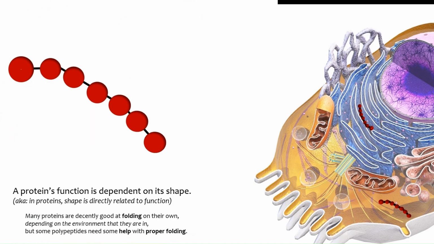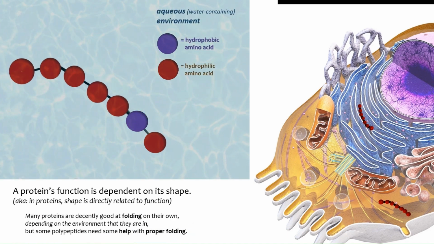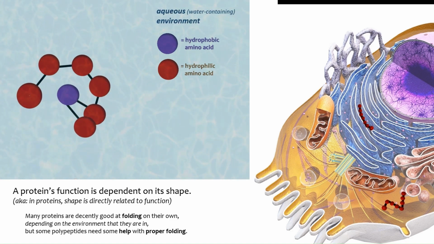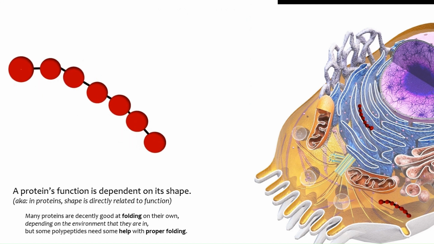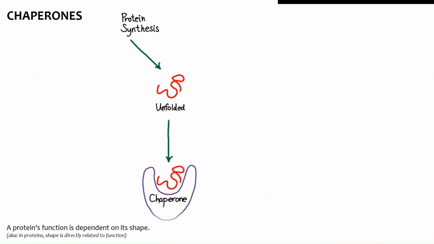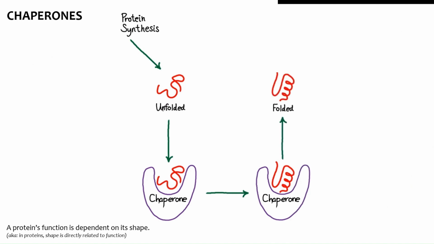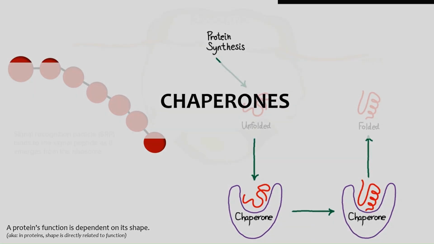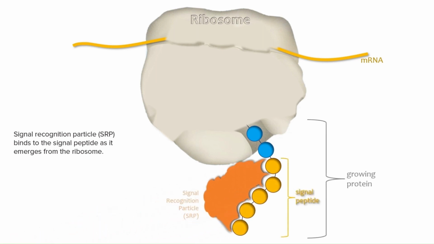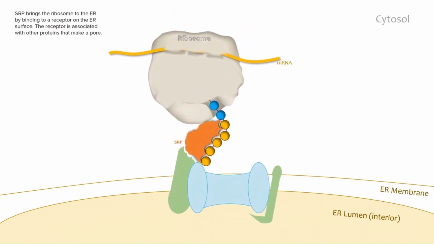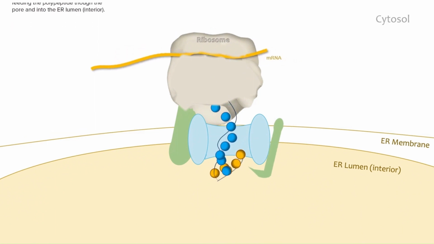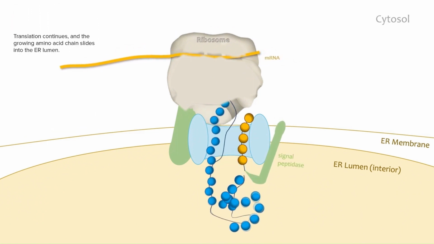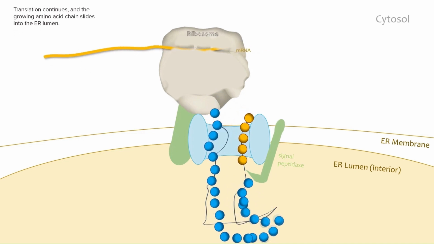Now, many proteins are actually decently good at folding on their own, depending on the environment that they're in, but some polypeptides need some help with proper folding. So, in the cell, we have helper molecules that assist in protein folding, and we call these molecules chaperones. Some proteins also contain special amino acid sequences that direct them to certain parts of the cell. These sequences, often found close to the ends of the polypeptide, can be thought of as the protein's quote-unquote train ticket to its final destination in the cell. We'll talk more on this process in our next discussion.